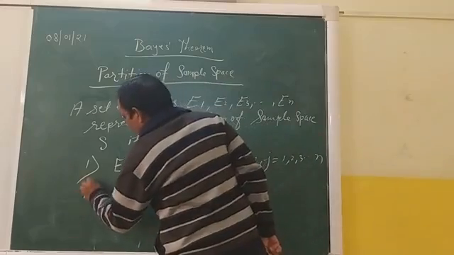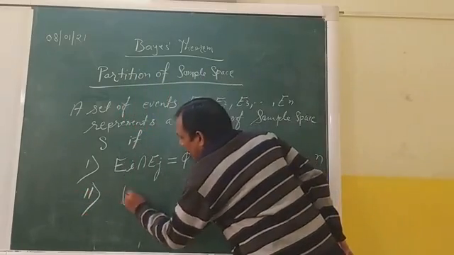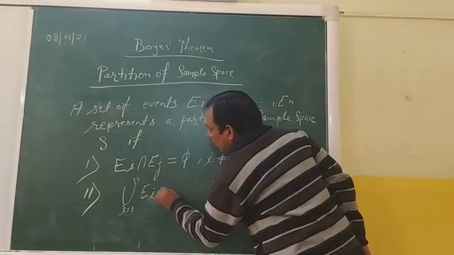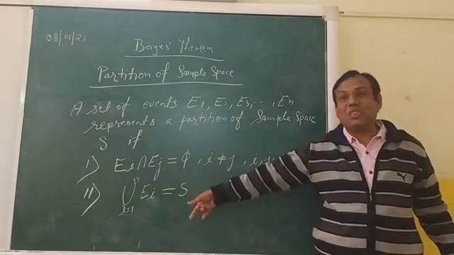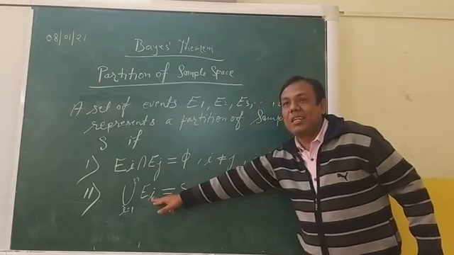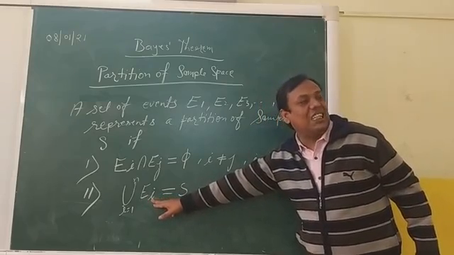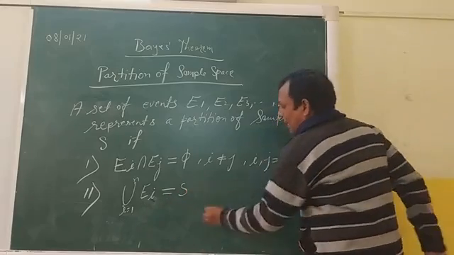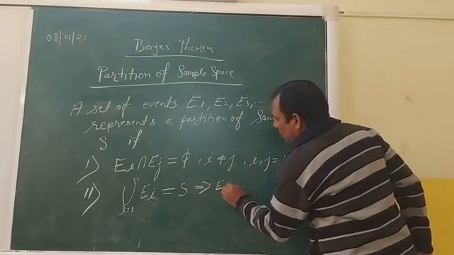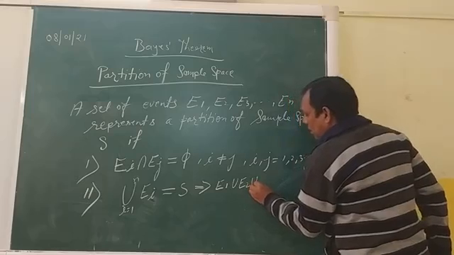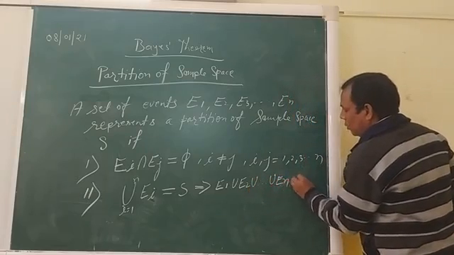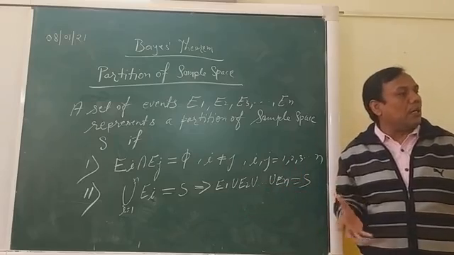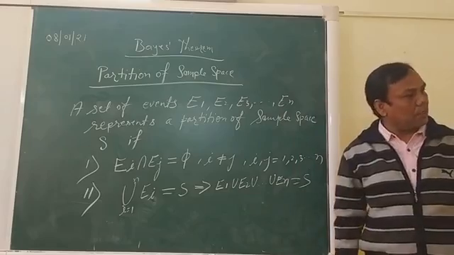Number two is that the union of Ei for i equal to 1 to n should be equal to S. What is the meaning of this? It means E1 union E2 union E3 union up to En is equal to S. In short form I have written it like this. It means that when all the events from E1 to En are taken together, they form the sample space S.